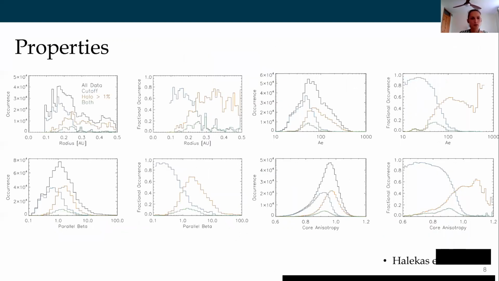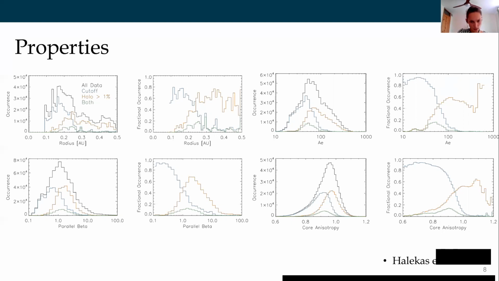Now I show this other plot, which shows us where and under which conditions the deficit is found in the data. Jasper divides the data into 3 different subgroups. In blue here, we have the data where the cutoff exists. In orange is the data where the halo density is more than 1% of the core density. And then the green population represents where we have both the cutoff and the halo.